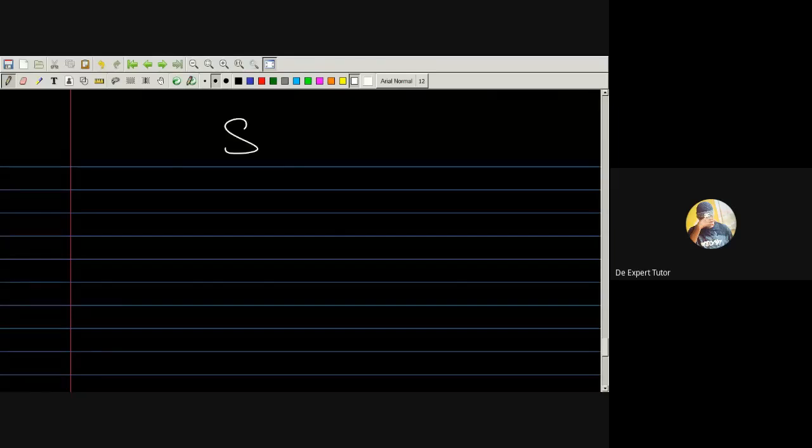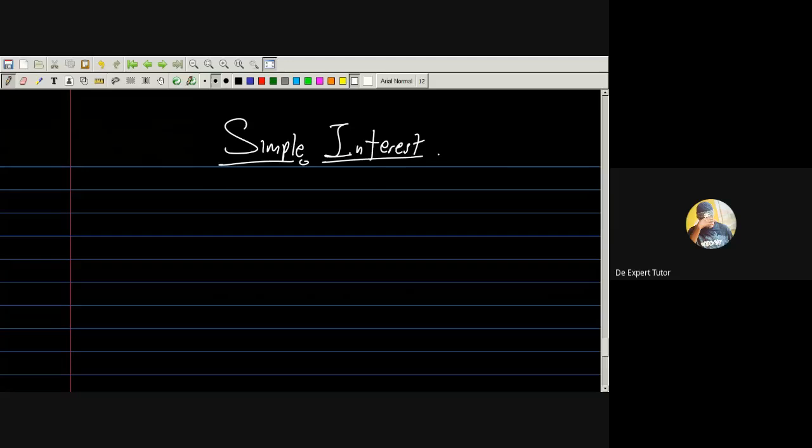So let's first look at simple interest. Simple interest. You see this, simple interest. It's one of the easiest things I've ever seen. It's so easy that even if you don't know math, you can get it. Trust me on that. So pay attention to what we call simple interest.